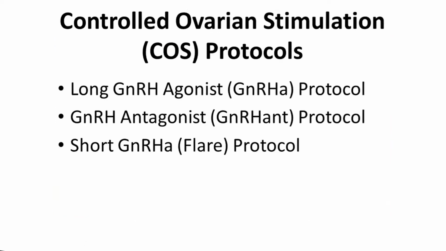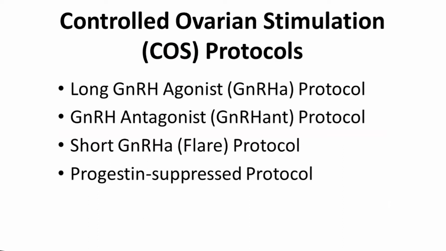We have 4 main protocols which are currently practically used in ovarian stimulation: the long GnRH agonist protocol, the GnRH antagonist protocol, the short GnRH agonist or flare protocol, and the newly developed Progestin-Suppressed Protocol.